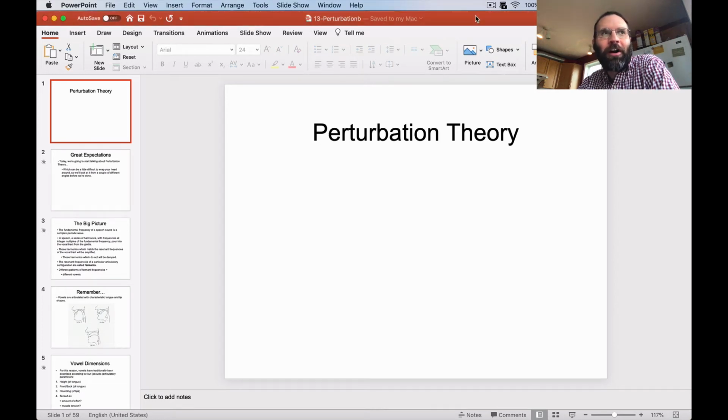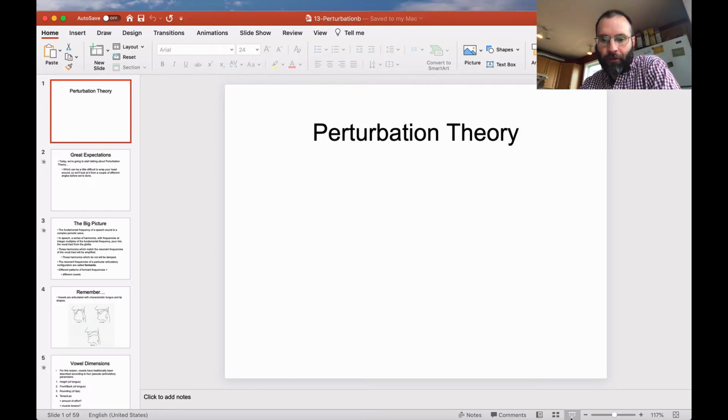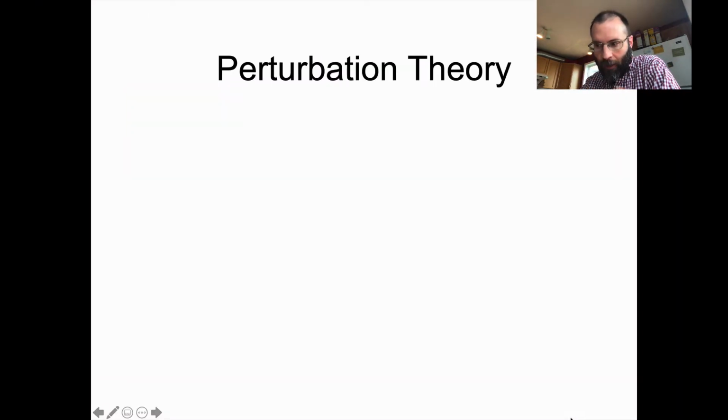We're going to move on today from just talking about how to generate or calculate formant resonances, in particular for schwa, and talk about how we can shift those formants around to get to different vowels in the vowel space. There are two primary theories for how this works in articulatory phonetics.